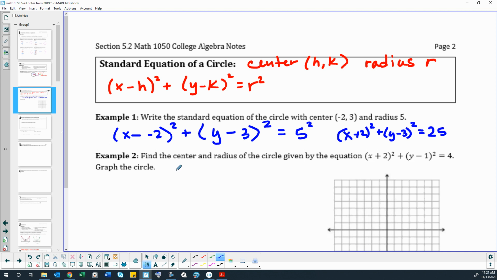So h is going to be -2, right? So we're going to say our center is at -2, +1. I found that by just taking the number next to x and doing the opposite, the number next to y doing the opposite. And then our radius is simply 2, and we find that because we would take the square root of 4 and get 2, because this is r squared.